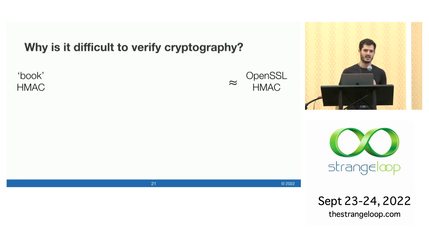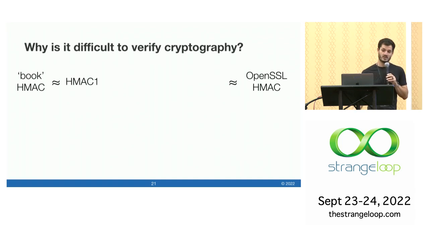And when you think about it, it's kind of obvious why this would be the case, right? We're trying to draw this connection between this book HMAC, whatever was in the RFC, and the HMAC as it appears in OpenSSL. And intuitively, the more we increase the distance between these things, the more work it's going to be to write the proof.